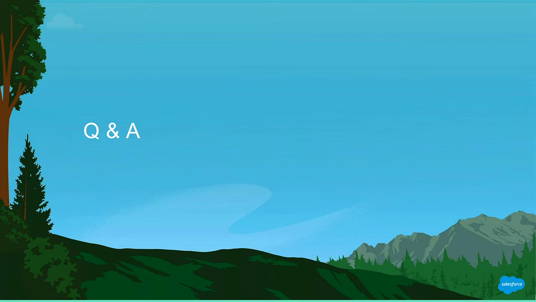Another question here. How can I change the layout of the existing Lightning record page once I've created it? You can't change the layout of a page that you've already created. You would have to go into the new page wizard, create a new page and choose a different layout for it. So today you can't do that, but it's something that we're kicking around for the roadmap.